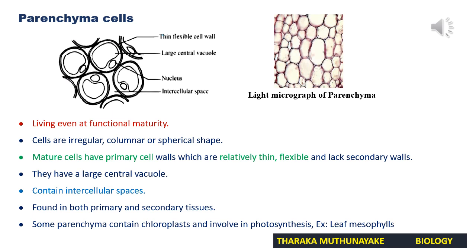Okay, next one, found in both primary and secondary tissues. That means, in other words, during primary growth as well as during secondary growth, parenchyma cells are added. Therefore, they are found in both primary tissues and secondary tissues of the plant. Some parenchyma contain chloroplasts, not all, some, and are involved in photosynthesis. Example, leaf mesophyll cells.